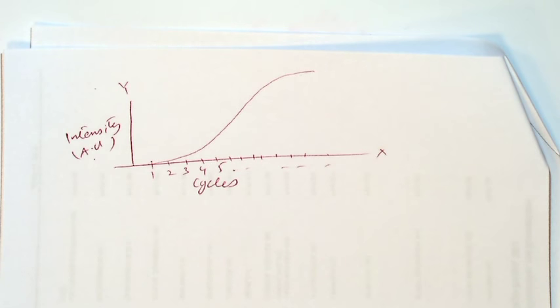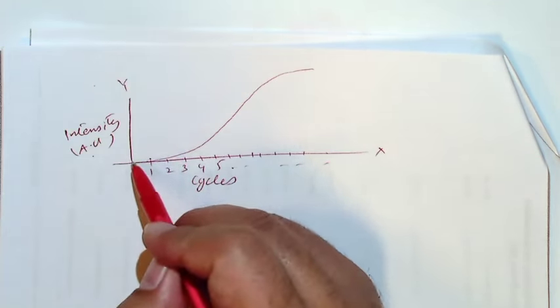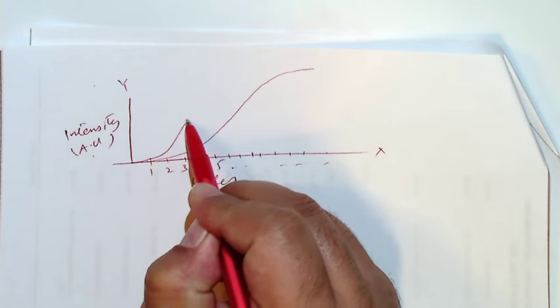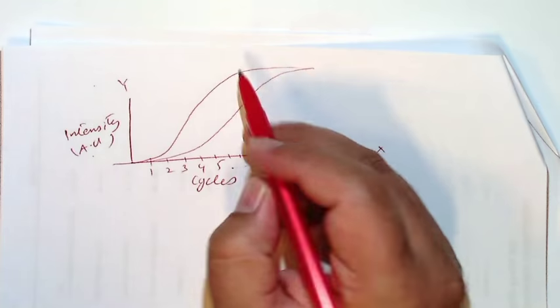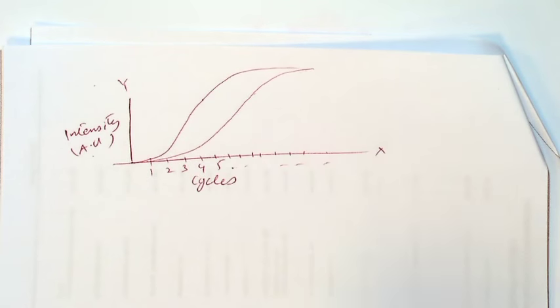Okay, and now I put another sample, and that curve looks like that, for example. So this was X concentration. So this curve, do you think it will have a higher concentration of the virus or less concentration? It will have a higher concentration because it starts increasing the intensity much more quickly.